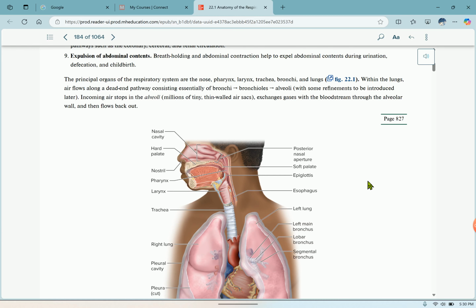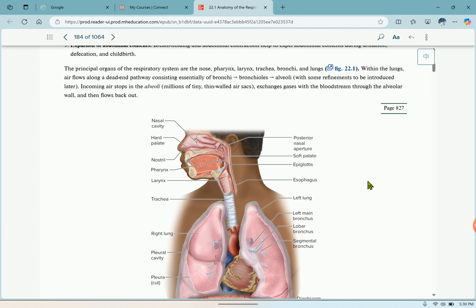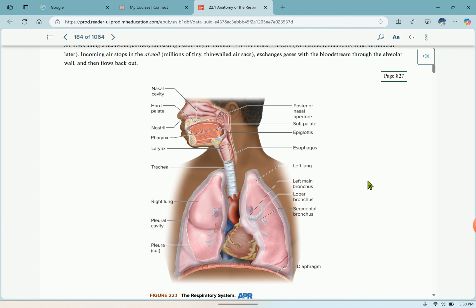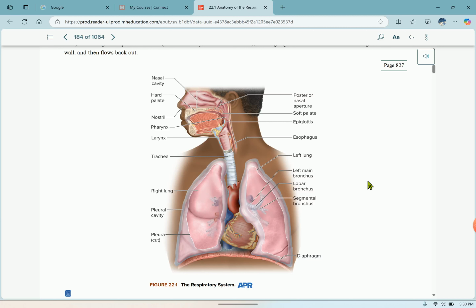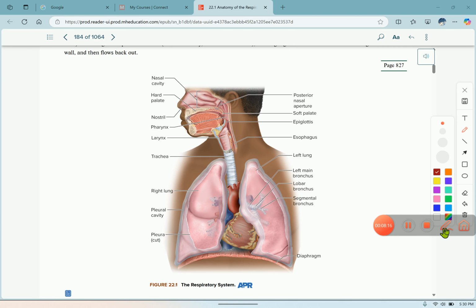Let's look at the anatomy of the respiratory system. The body is broken down into upper and lower respiratory system. And the dividing line is about the throat area.